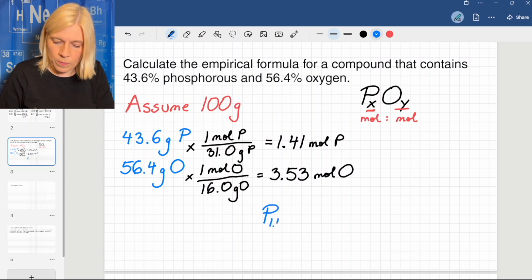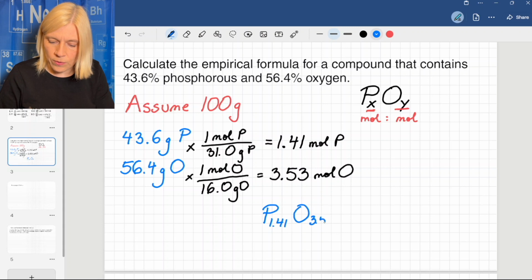P 1.41 and O 3.53. And some of you are saying, no, I never saw a chemical formula like that. And you are right. You see formulas in whole number ratios. That's what empirical formula is, whole number ratios. These are not whole number ratios. So you say, okay, let's just multiply it by 100. That will give me a whole number ratio.